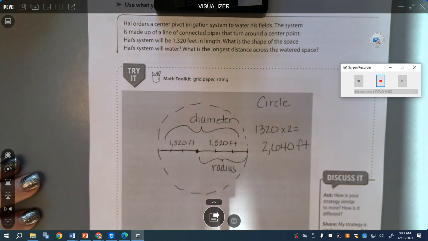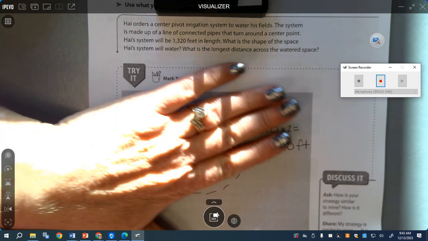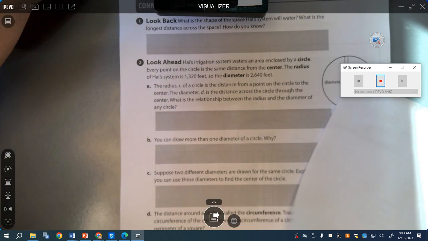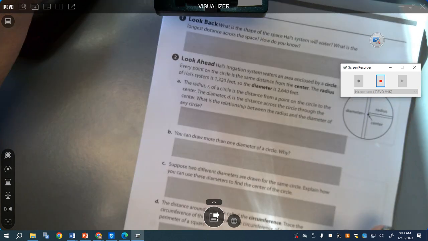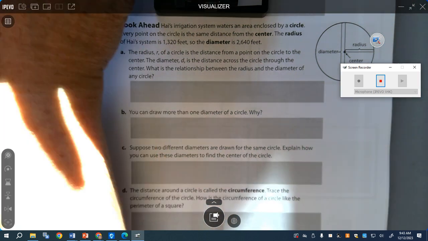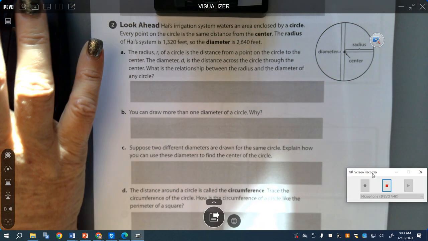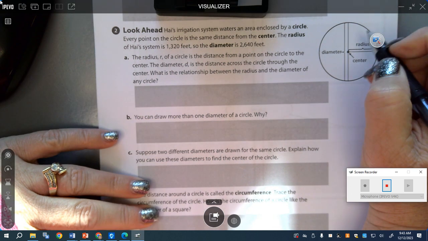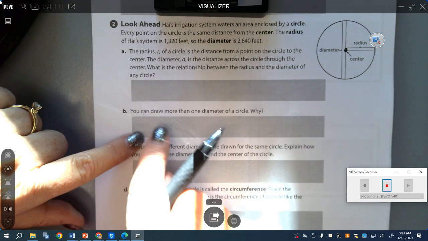Are there any questions on this page? Okay, so you guys understand this information. All right, so turn to page 100. Let's really quickly go through this. This guy is right in the middle of my way, so let me move him out of the way here. All right, if you take a look, we know that this is the diameter, this is the center, and this is the radius. We already talked about that. In a circle, can you draw more than one diameter?